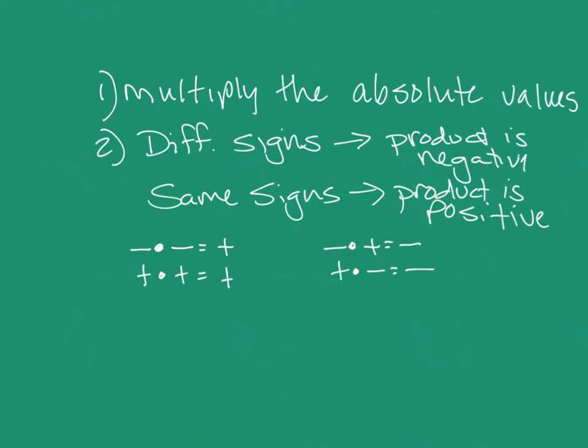So anytime you multiply a negative times a negative or a positive times a positive, your product will be positive. If they have the same sign, you will get a product that is positive. If you have different signs, a negative times a positive or a positive times a negative, your product is going to be negative. So your steps are simple. You multiply the absolute values, you ignore the signs and do the multiplication. Then you check the signs. If they're different, put a negative on your product. If they're the same, put a positive on your product. Done. Let's see an example.